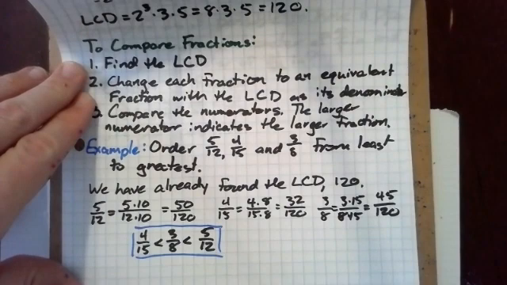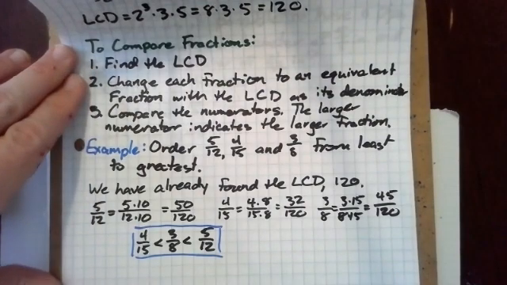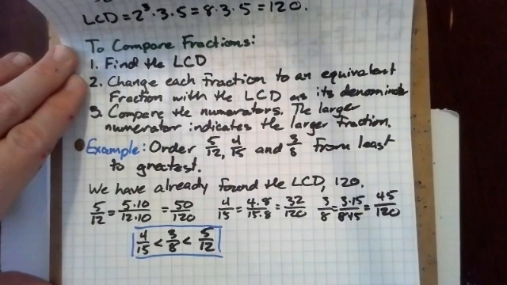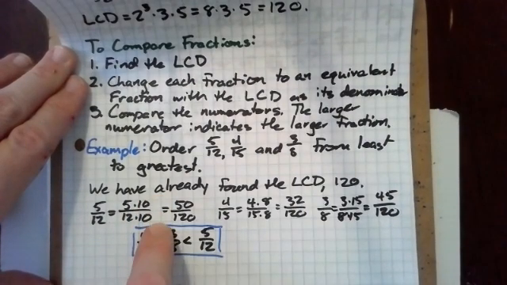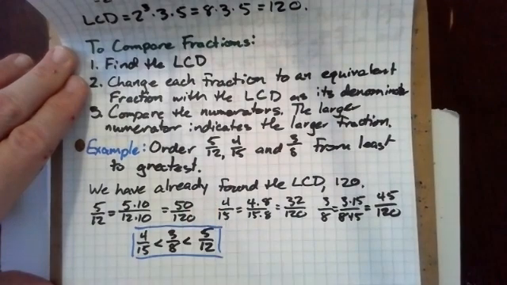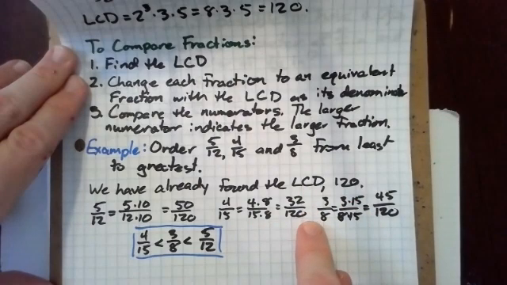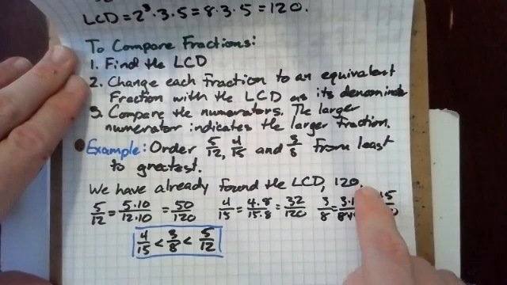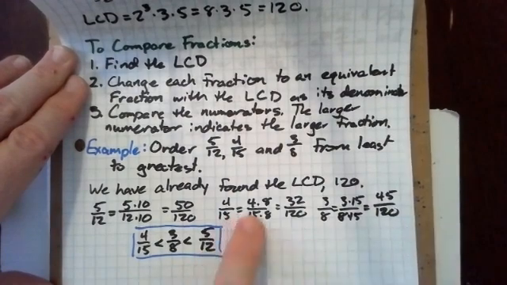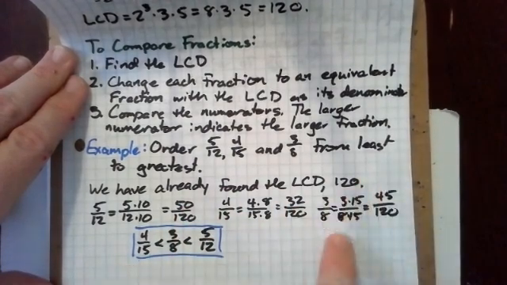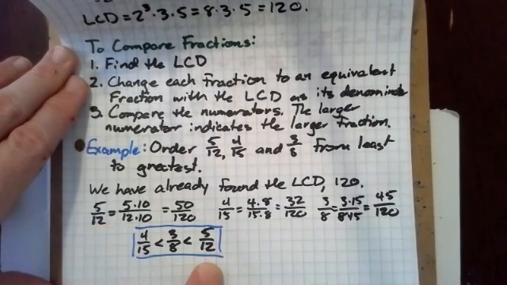We have already found that the least common denominator is 120. So we can change each of these fractions into a fraction with that denominator. 5/12, we multiply the 5 and the 12 by 10 and get 50/120. 4/15, we multiply the 4 and the 15 by 8 and get 32/120. And for 3/8, we multiply the 3 and the 8 by 15 and get 45/120. So the least is 4/15, the middle is 3/8, and the greatest is 5/12.